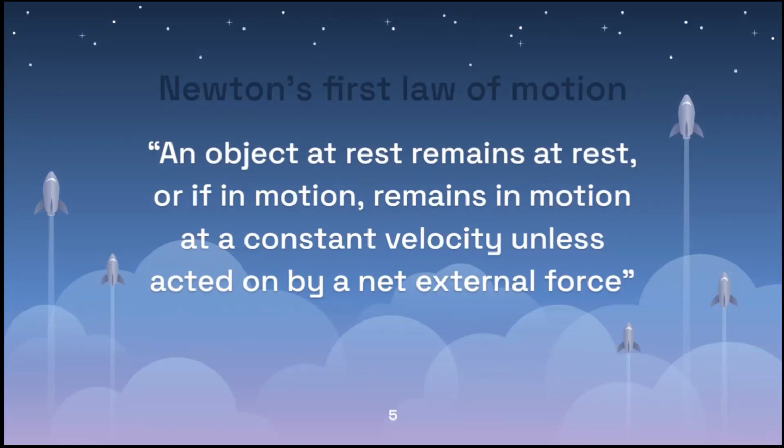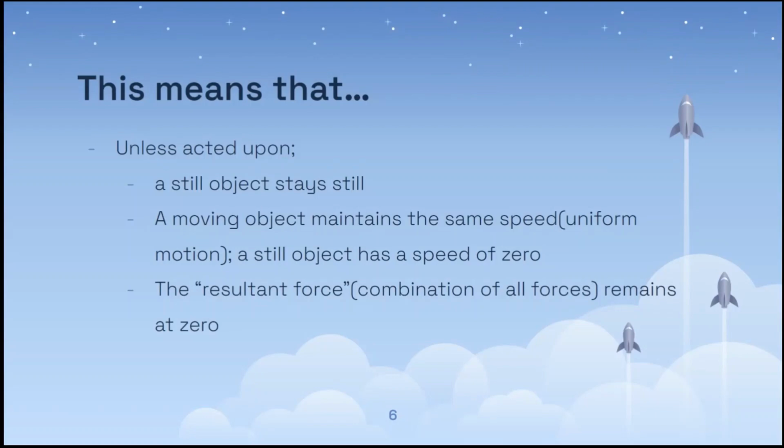Now, Newton's first law of motion. Newton's first law of motion states that an object at rest remains at rest, or if in motion, remains in motion at a constant velocity unless acted upon by a net external force. Now, what does this mean? So, if an object remains still, it will stay still unless an external force is acted upon it.